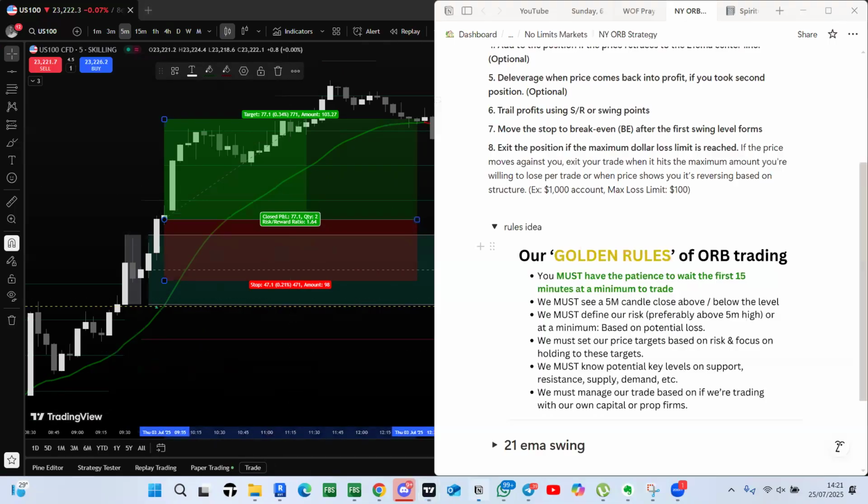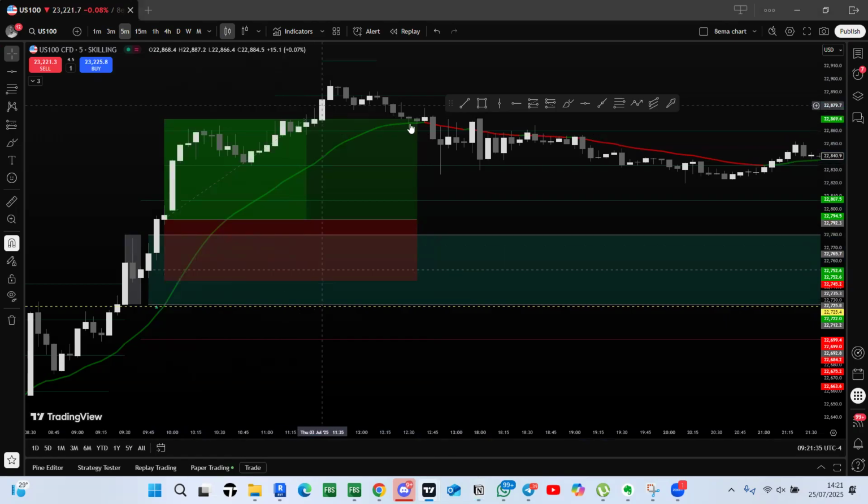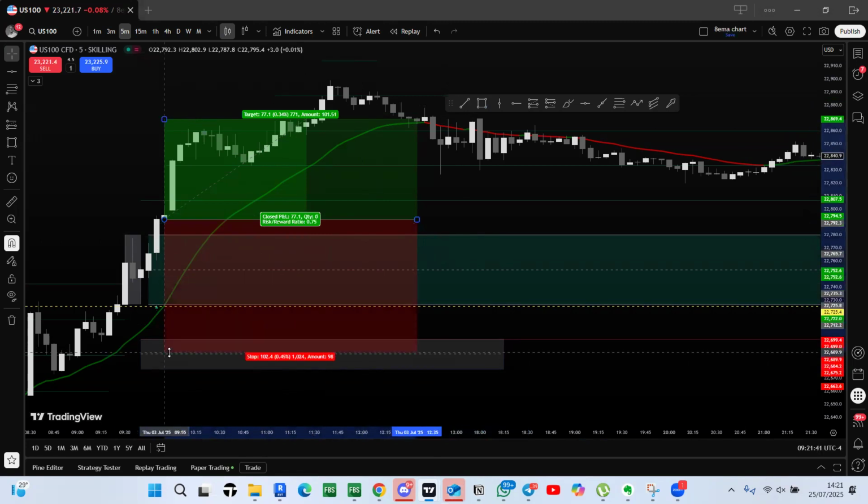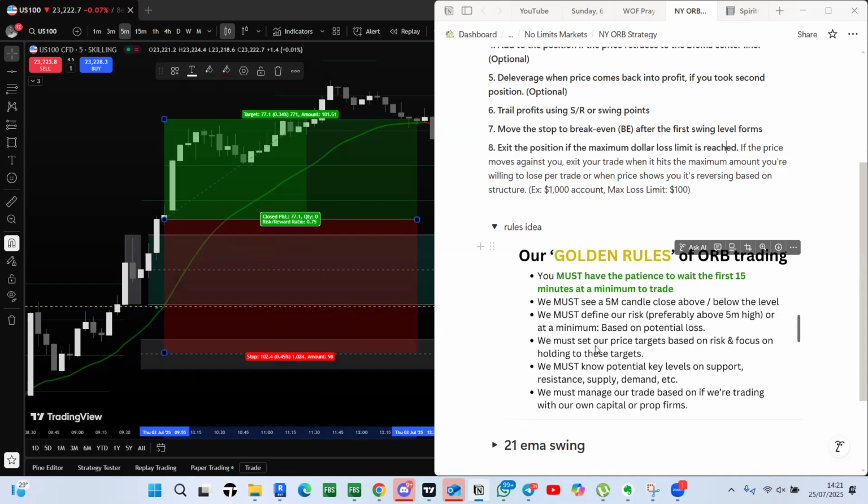So let's look at the last section. We must see a 5-minute candle close above or below. We must define our risk, preferably above the 5-minute high or at a minimum, based on potential loss. So when I'm putting my, for example, invalidation zone, I need to know exactly how much I'm going to lose if price comes down to that zone. Okay, and that's what I will use to know my position size. All right. So we must set our price targets based on risk. Okay, not based on greed, but based on how much am I willing to lose on this particular trade.